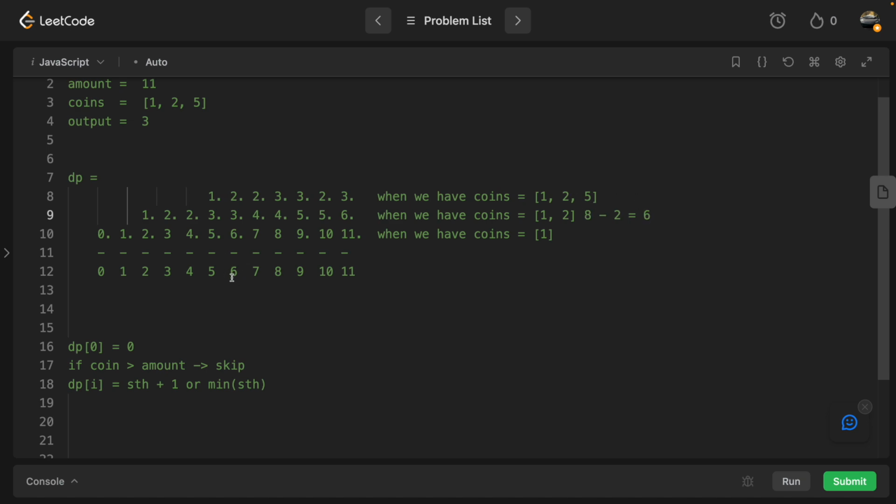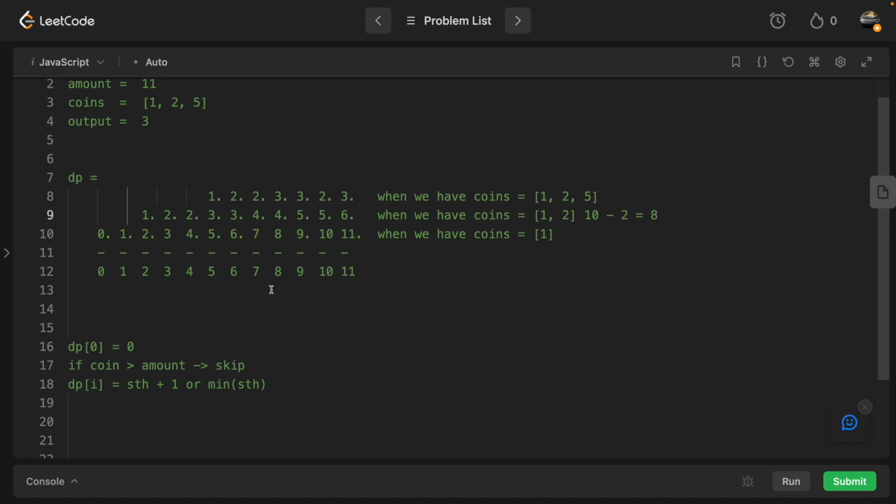At the index 6, or at the amount of 6, we have the value 3. 3 plus 1 equals 4. What about 9? 9 minus 2 equals 7. At the amount 7, we have the value 4. And 4 plus 1 is equal to 5.